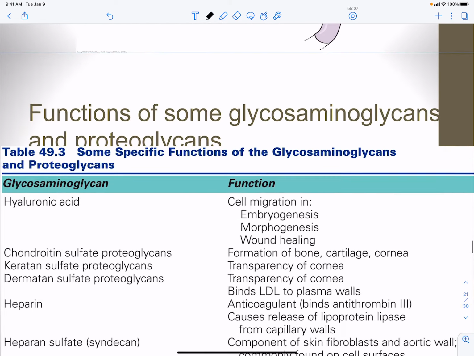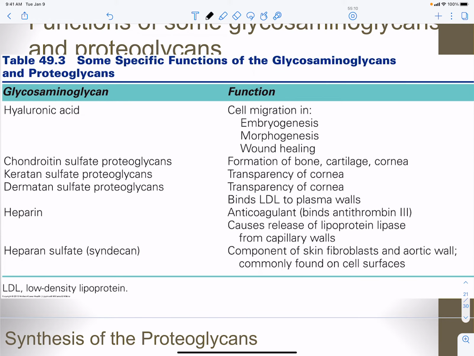Okay, so your book has this table and kind of goes over the function of some of the proteoglycans, glycosaminoglycans. So you have hyaluronic acid, which is going to be important in migration. So it makes sense that it's going to be involved in your immune system, in wound healing, etc. We have our heparin, which is an anticoagulant, can bind to thrombin 3. And then we have heparan sulfate, for example, which is going to be important in skin fibroblasts, etc.